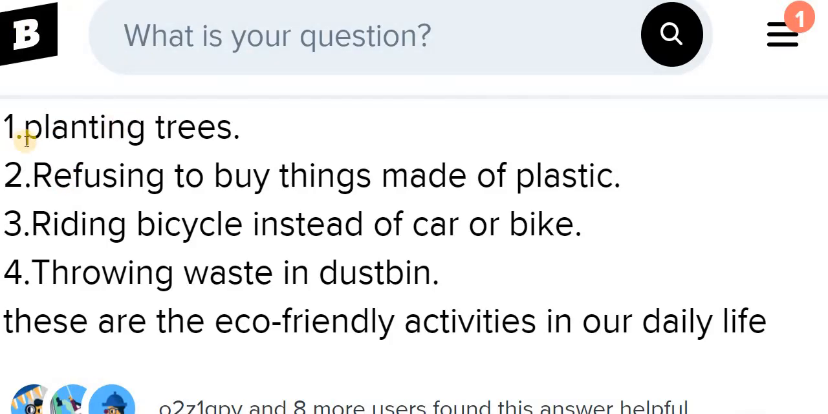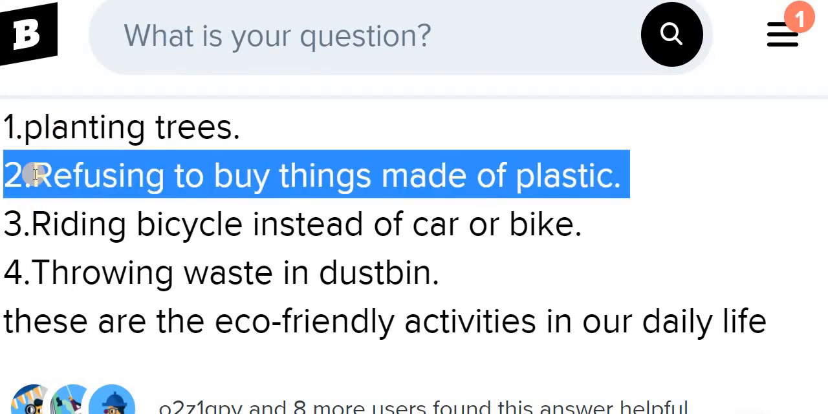The first one is planting trees. The second activity which can be done is refusing to buy things which are made of plastic. As I told you, by following the 5 Rs, we can minimize pollution and it becomes eco-friendly too. Third, riding a bicycle instead of a car or bike, or if needed, then use public transportation. The fourth one is throwing waste in the dustbin.